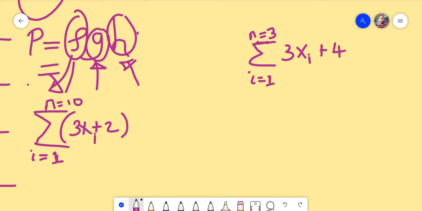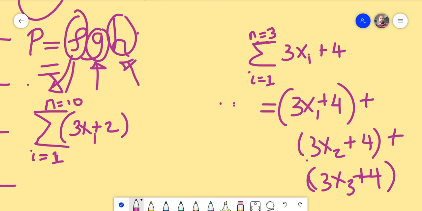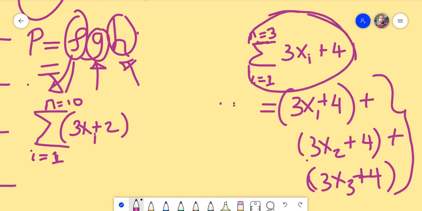So basically this one is used for contraction. This summation sign means that it is 3x1 plus 4, plus 3x2 plus 4, plus 3x3 plus 4. That's what it means. So wherever there's i, you replace i with 1, 2, 3. Instead of writing this long mathematics, you can just contract it and write it in this format. That's why these contractions are very important. They save you time, they save you money, they save you calculation.